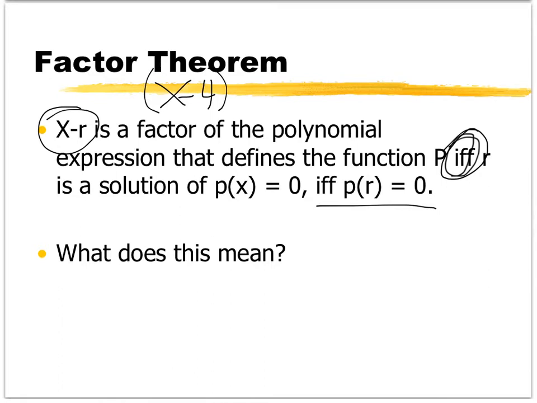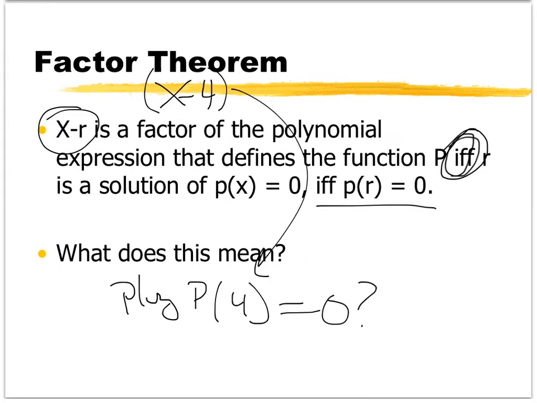So what does this mean? It means that if we plug in r, let's say we'll use this, so p of 4, then it's going to equal 0. If that happens, then yes, it's a factor. Okay? So that's what this factor theorem states.